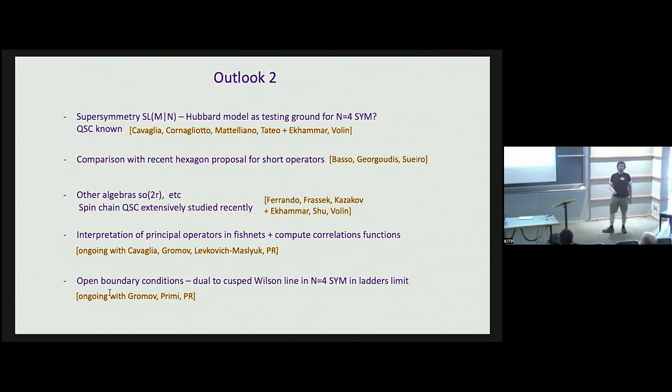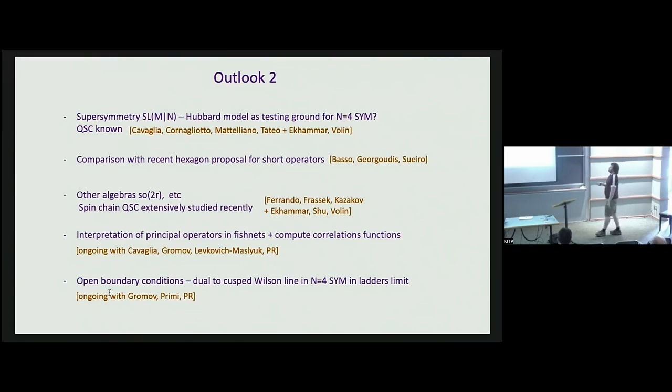So why do we care about open boundary conditions or open spin chains? Well, we've heard a lot about why we should care about this in Shota's talk, but also conformal fishnet theory has a description in terms of a closed periodic spin chain. There's another setup, which is the Cusp-Wilson line in N=4 super Yang-Mills in the so-called ladder limit, which also has a dual description as a discrete open spin chain.